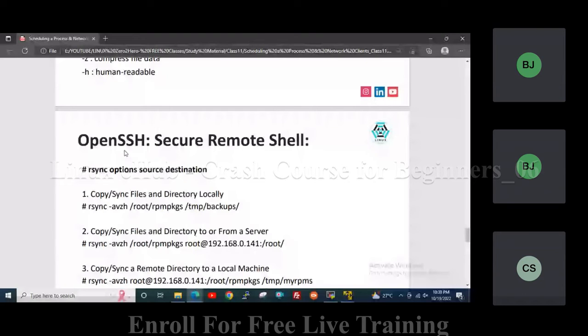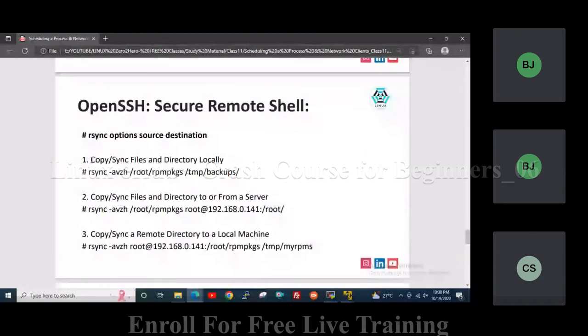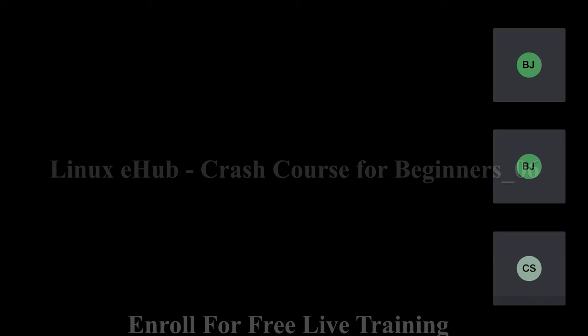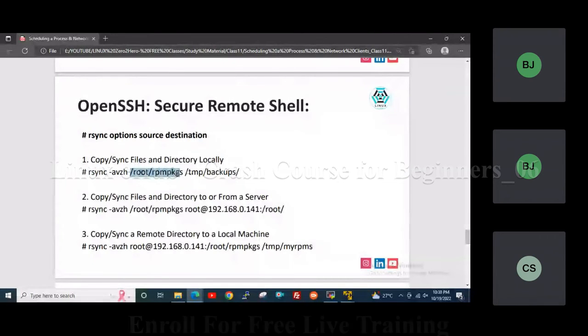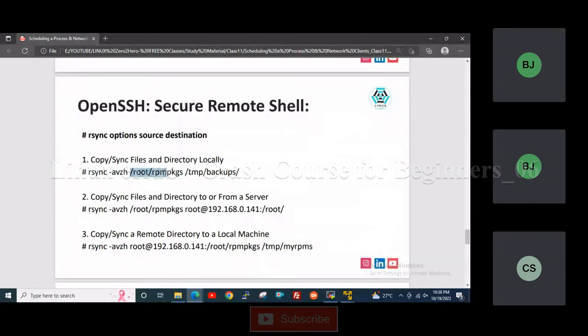Okay. So here are some examples to copy or sync files and directories locally. That means it will sync the data from the source, /root/rpmpackages, to /tmp/backup. And this is the example where it will sync the root rpm packages to the destination server root@IP then /root. So we will take this example.